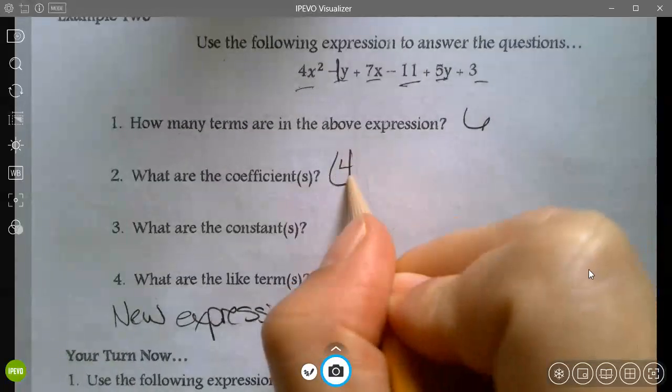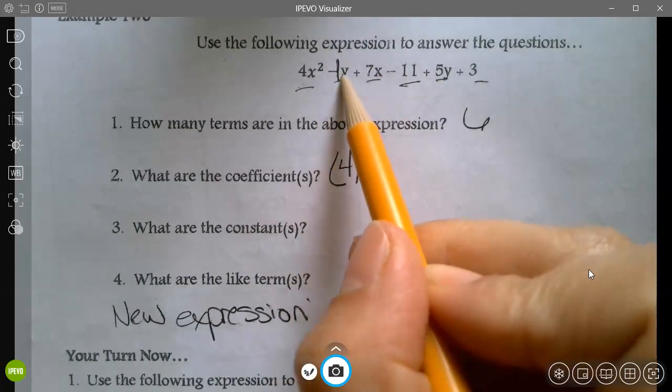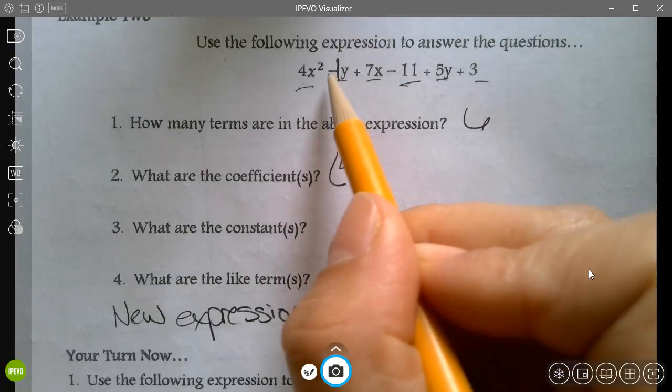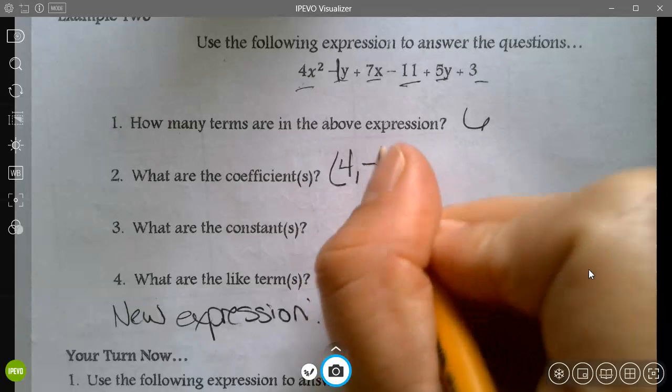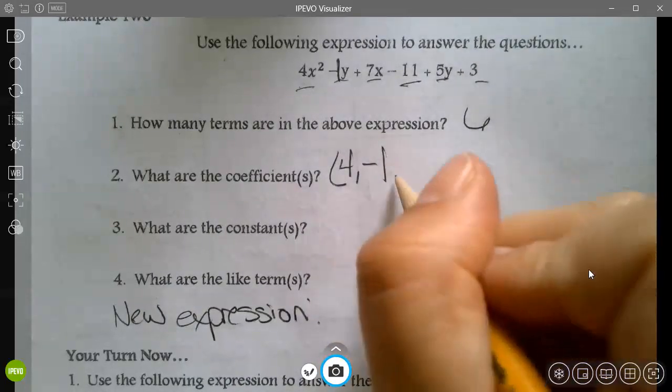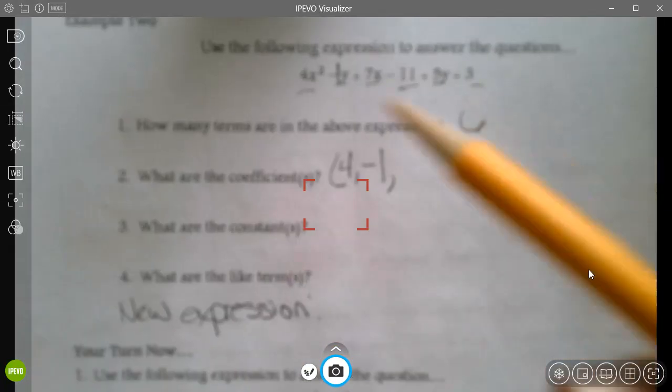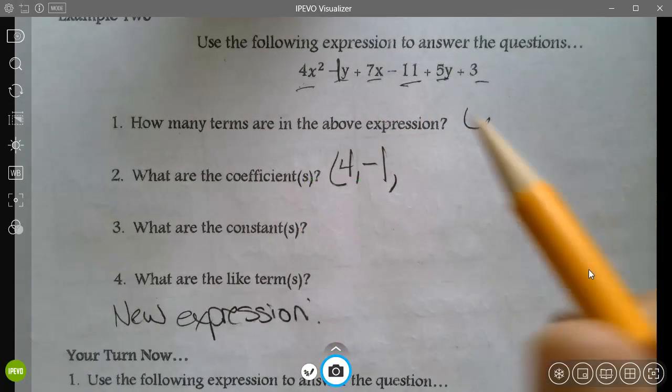I see a 4 with my first term variable. So I see what's in front of the 1, a minus. So I need to make sure I put a -1. And coefficients don't include the variables. The coefficients are just the numbers in front of the variable.